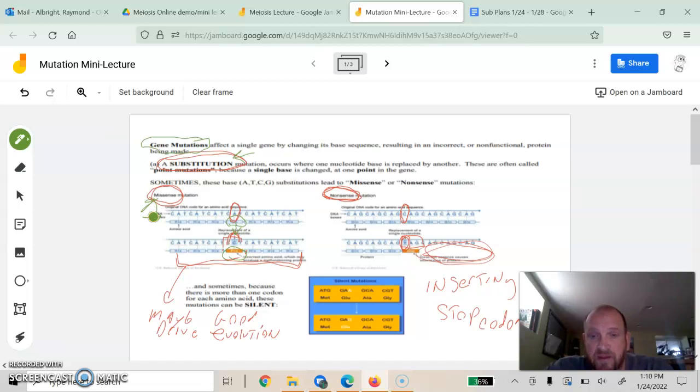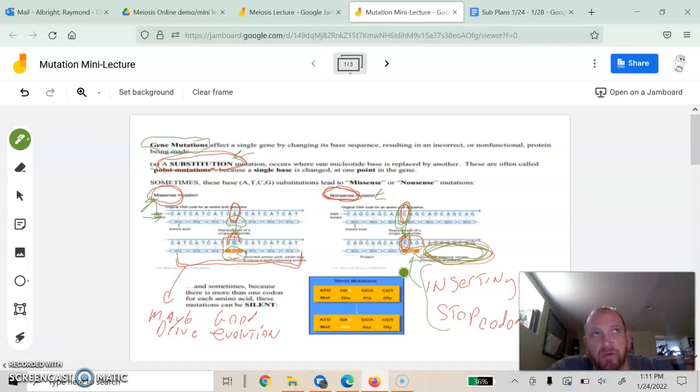All right. Now over here we have what's called a nonsense mutation. Now it's the same thing. I've still got this same nucleotide right here, but it is changed to something different this time. This time it's changed to a T. And what happened here is it inserted a stop codon. And so what that means is the remainder of this amino acid sequence is gone. Doesn't exist anymore. And so that is what's referred to as a nonsense mutation.